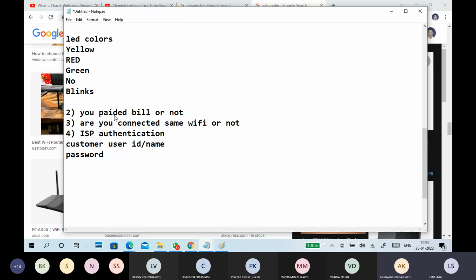Okay. The next one is a different one: Wi-Fi passwords. Wi-Fi username. When you say Wi-Fi username, it is nothing but the SSID. SSID. What is SSID?